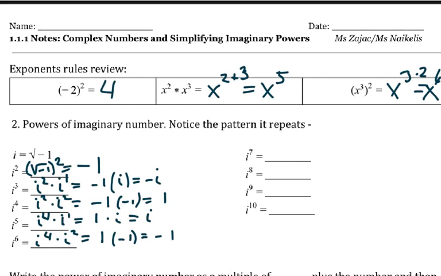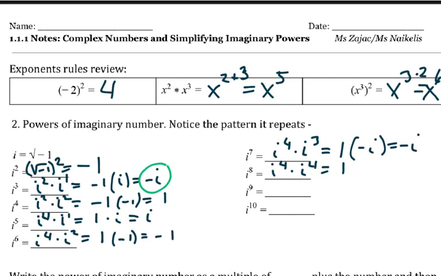I to the seventh, I can write as I to the fourth times I to the third. And I know I to the fourth is 1. I to the third, I know, is negative I. So the answer is negative I. I to the eighth is I to the fourth times I to the fourth, which means 1 times 1 equals 1. So I got another cycle. And then I can keep going on forever. So let's do 2 more.